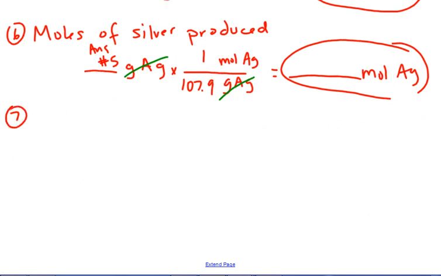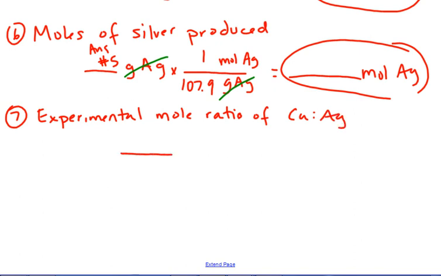Okay, number 7. What we are now going to find is the experimental mole ratio, not ration, ratio, of copper to silver.